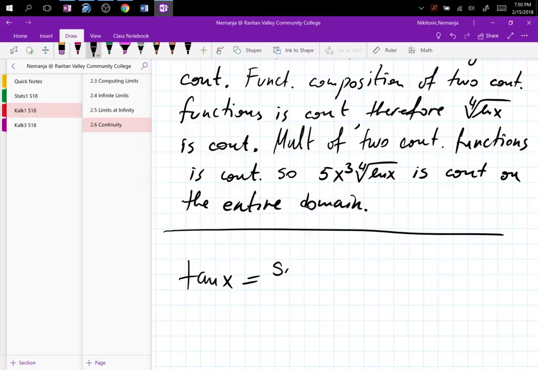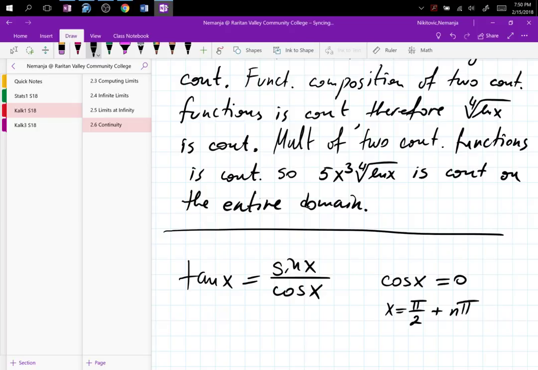Let me point that out. Tangent x is sine x over cosine x. Cosine x is equal to 0 at every x of the form pi over 2 plus multiples of pi. So pi over 2, 3 pi over 2, 5 pi over 2, 7 pi over 2. Every single one of those is going to be a vertical asymptote, because cosine is 0 and cosine is in the denominator. So we see that the tangent has infinitely many discontinuities.